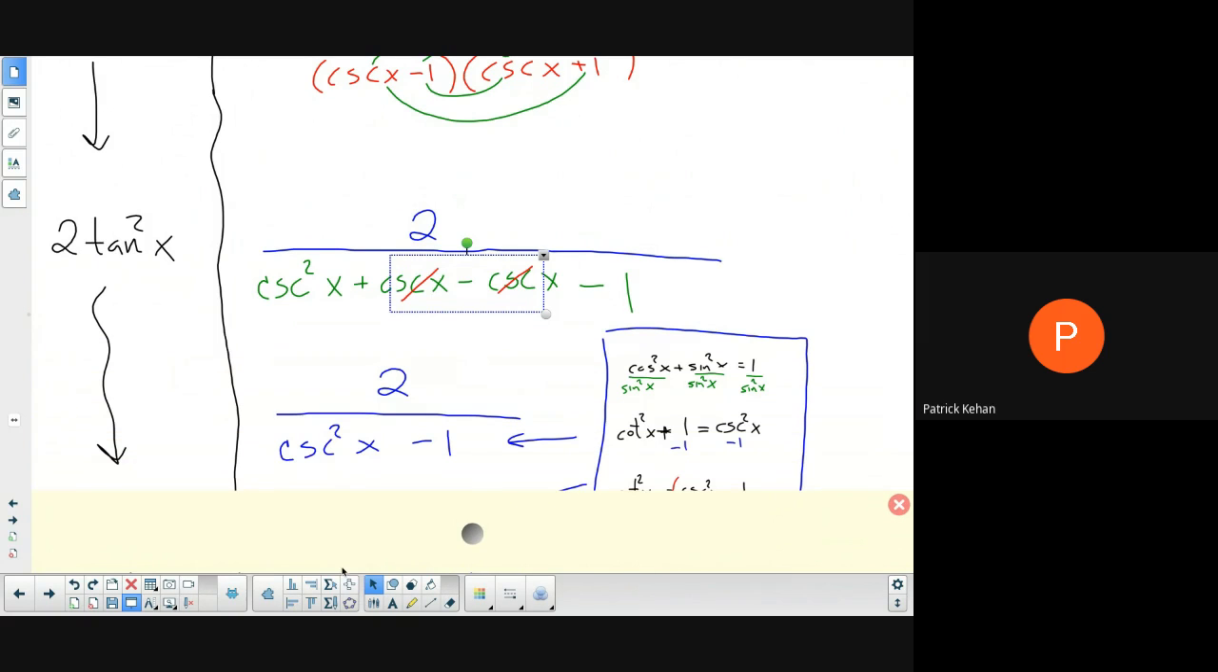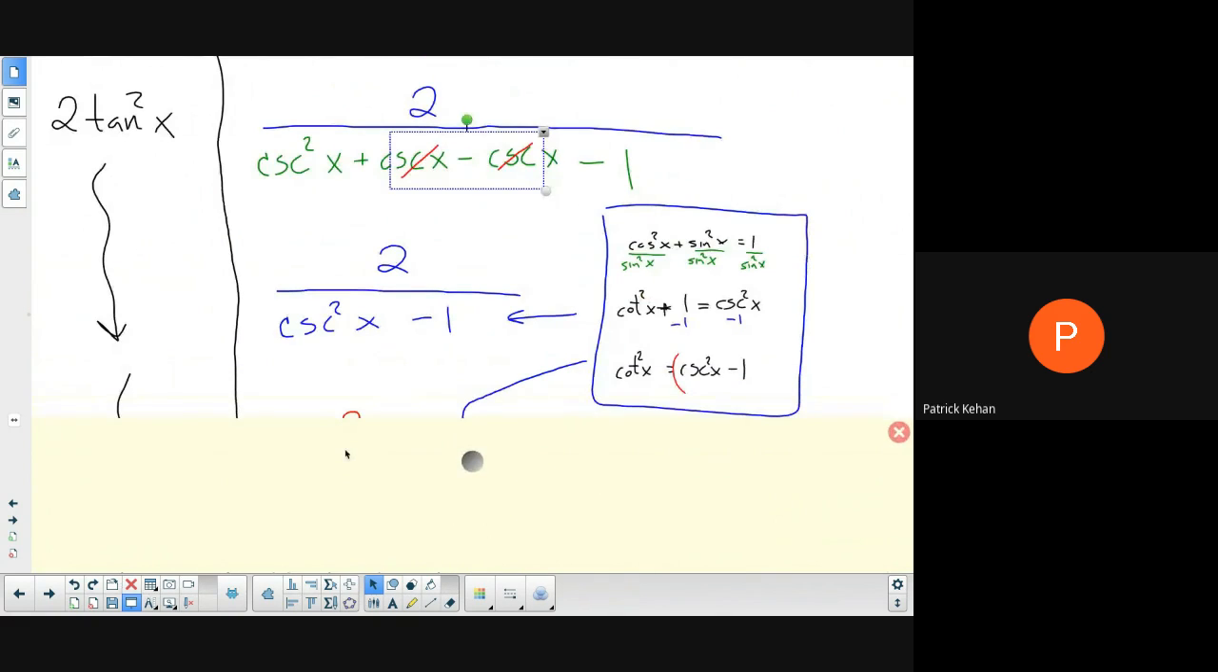And now I'm going to look for a Pythagorean identity. Cosecant squared x minus 1. Cosecant squared x is really 1 over sine squared. So I'm going to take the original Pythagorean identity and divide all three terms by sine squared and see what happens. Cosine squared over sine squared gives me cotangent squared. Sine squared over sine squared gives me 1. 1 over sine squared gives me cosecant squared. I'm trying to make cosecant squared minus 1, so I'm going to subtract the 1 in the middle of the identity from both sides, and that'll give me cosecant squared x minus 1, which is exactly what my denominator here is. So I can now translate to cotangent squared x.